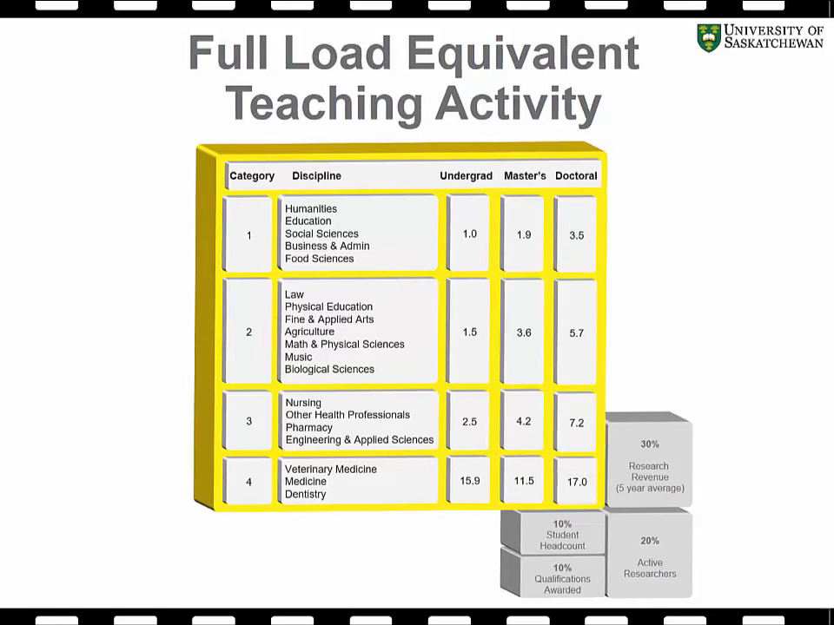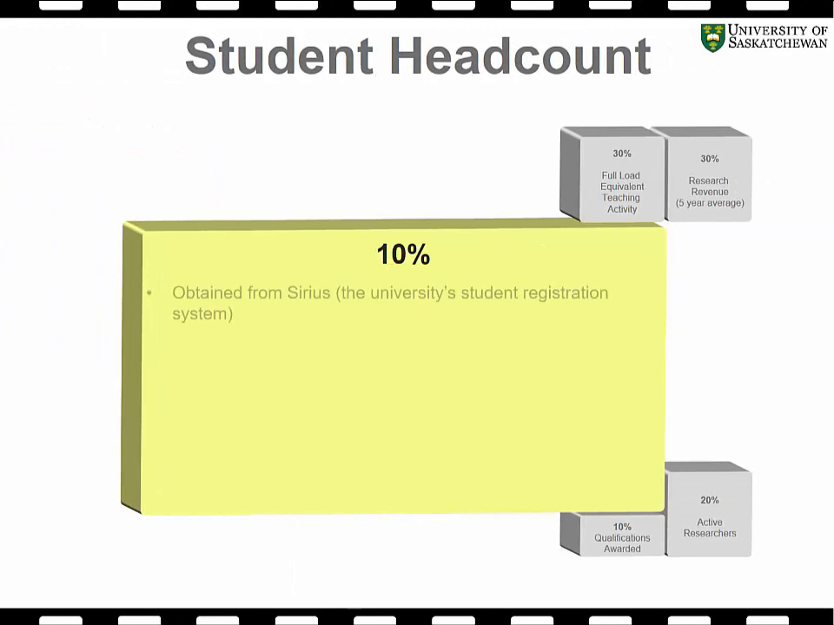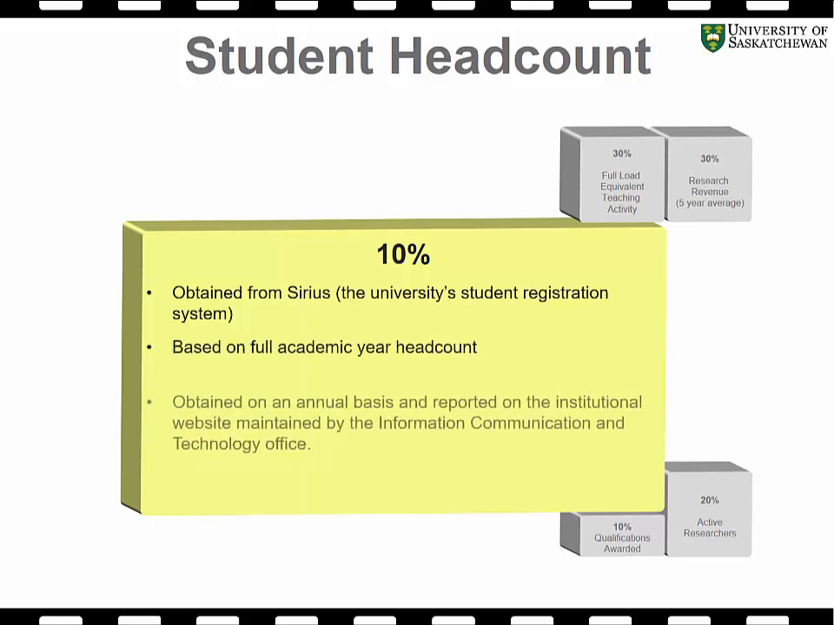The information on student headcount is obtained from Sirius, the university's student registration system. It is based on full academic year headcount. The data is obtained on an annual basis and reported on the institutional website maintained by the Information, Communication, and Technology Office.